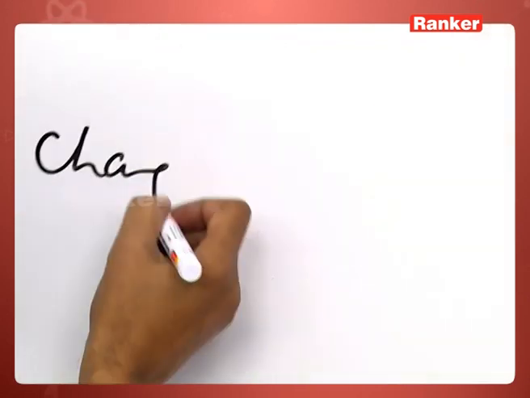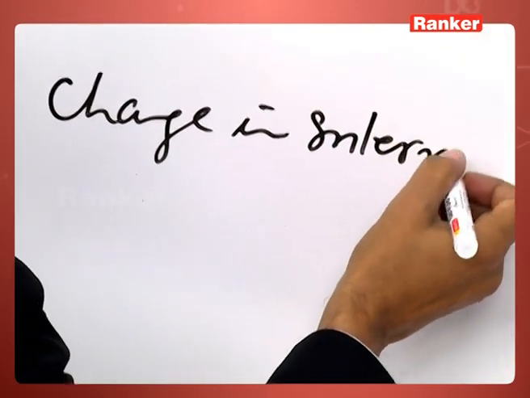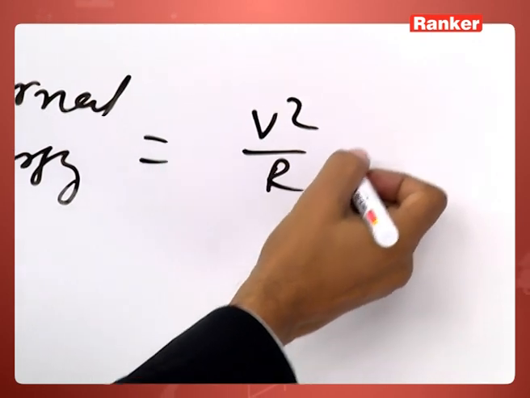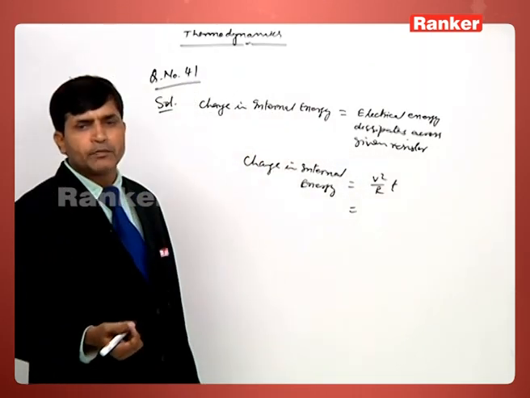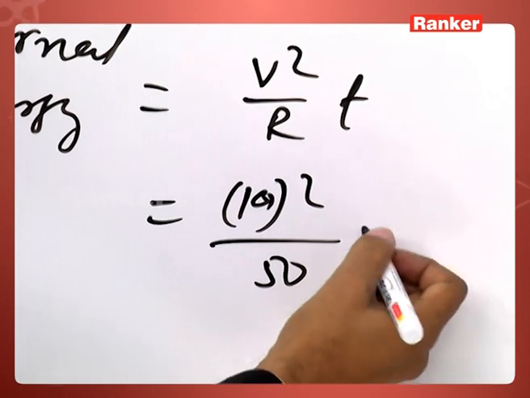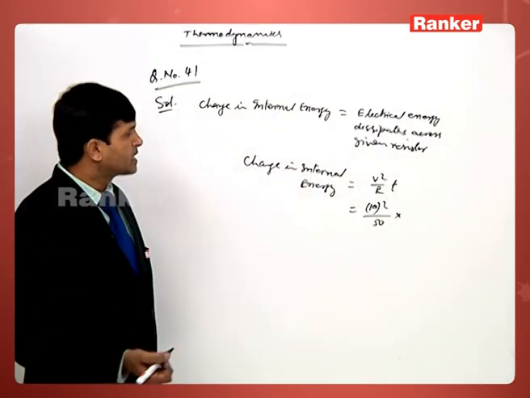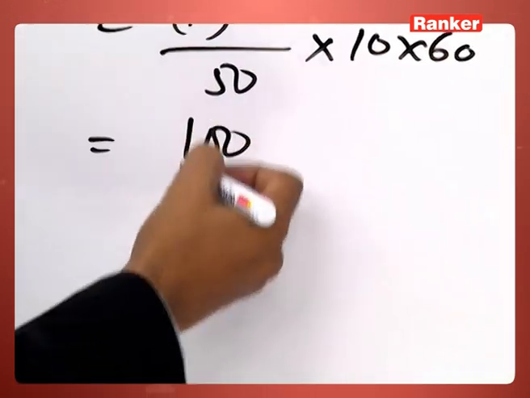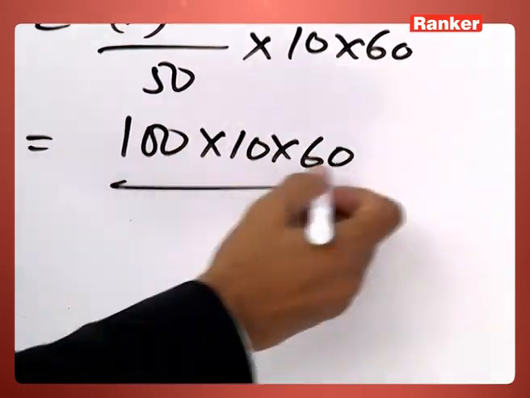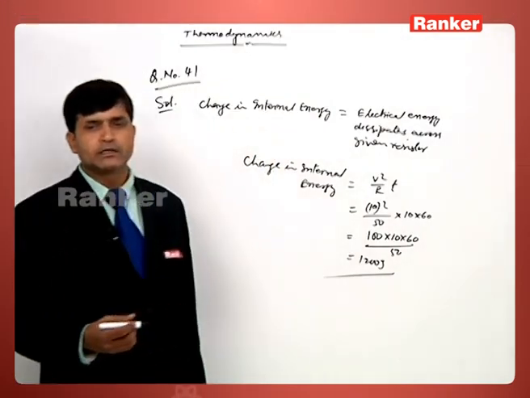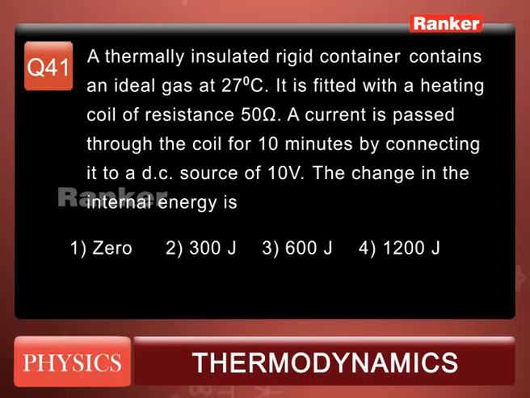So, change in internal energy is equal to V square by R into t. And V is the potential applied, which is 10 volt. 10 square, resistance 50, and time is given here as 10 minutes. To convert 10 minutes into seconds, 10 into 60, so this will be 100 into 10 into 60 by 50, so this is 1200 joule. So the change in internal energy is 1200 joule. So our correct option is option number 4, the fourth option.